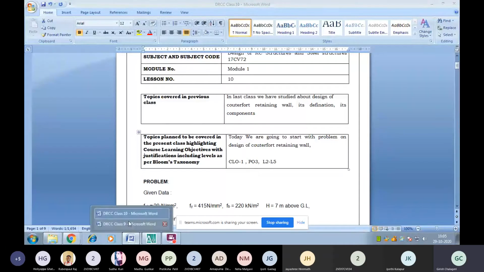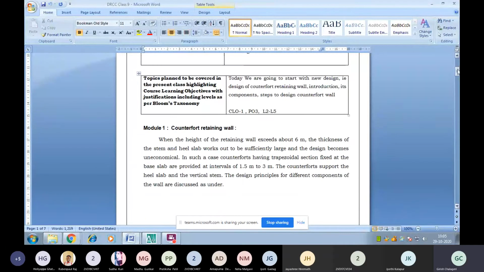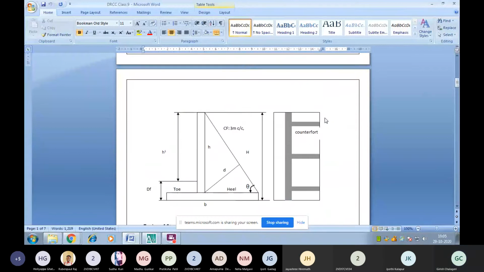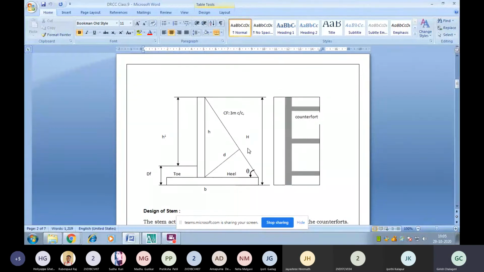So in the last class, a problem was given, a counterfort was told. This was a counterfort, as I showed in the AutoCAD drawing: stem, heel, toe. In the plan we can see this is the toe section, this is the heel section, and this is the stem. At regular intervals, triangular beams are connected with the stem and the heel, acting as counterforts in between. We call this a counterfort, to reduce the pressure on the walls.